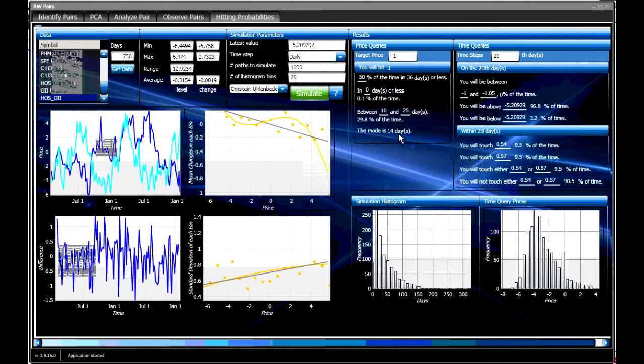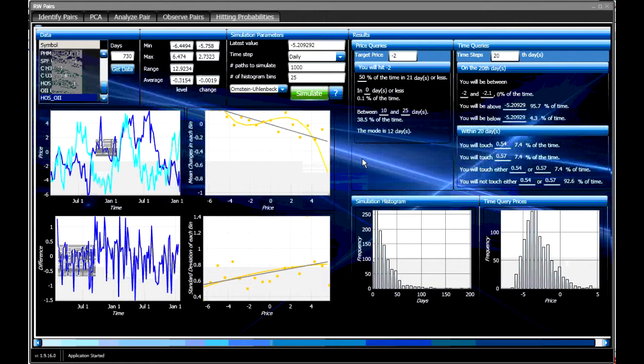Okay, well that gets the mode to 14 days, but it's still saying 36 days for getting there half the time. So let's shorten it by another $1. Okay, so now the mode is a number that we can live with, but so is the 50% of the time. So that's a lot more reasonable number, and the chances of finishing in a profitable number are pretty good, and the chance of hitting -2 is reasonable.